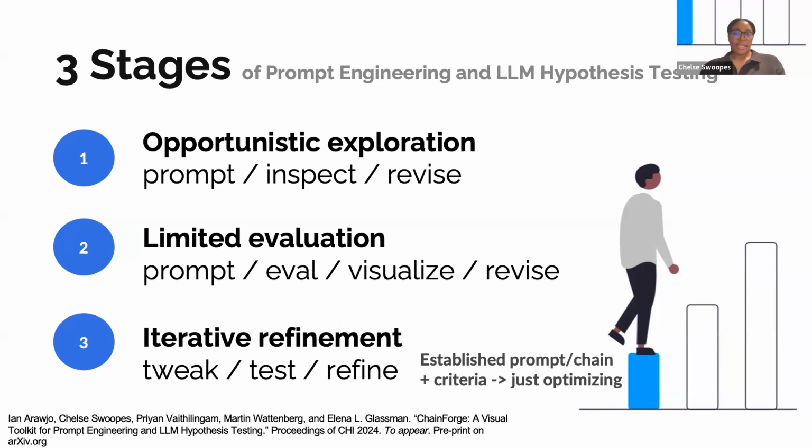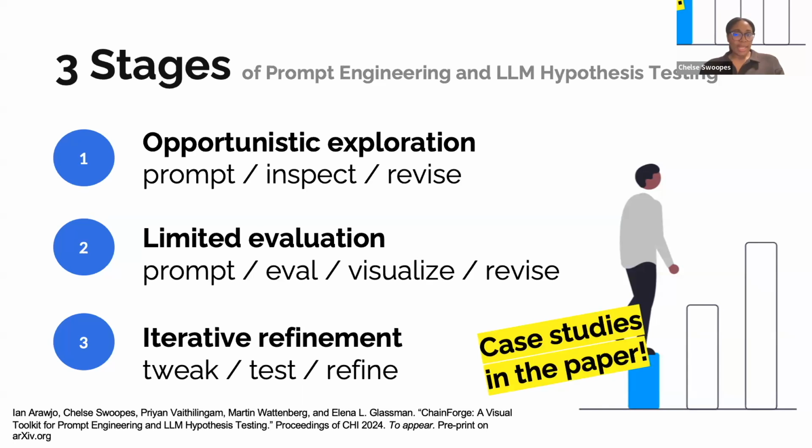Lastly, there's the iterative refinement mode. In this stage, users already have an established evaluation pipeline and criteria. So they modify some aspects of their pipeline. They test how the tweaks affect the outputs compared to the control that they're using, and then they refine the pipeline accordingly. And you can visit our paper to read more details and examples of these stages in practice.